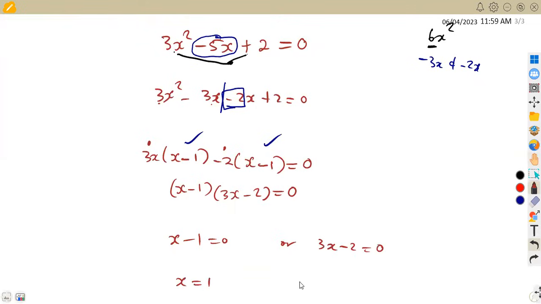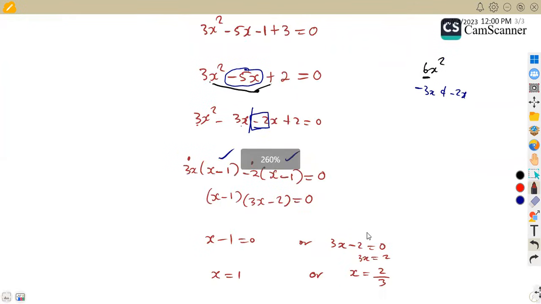So x is equal to 1, or we transpose 2 to the other side, it is going to be a positive. So x is going to be 2 over 3 if we divide, because this is going to be 3x is equal to 2. Then you divide by 3 both sides.